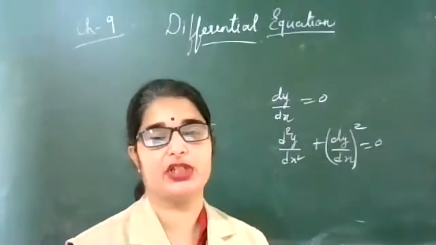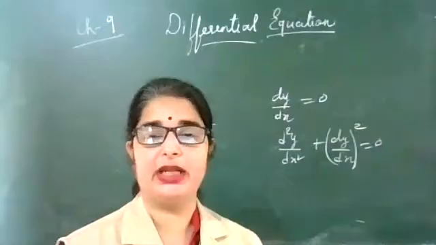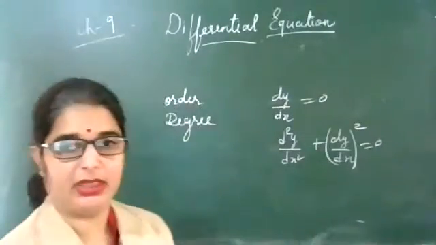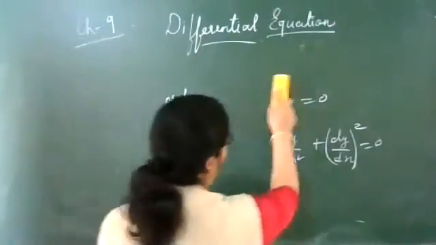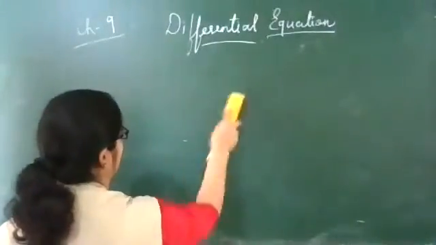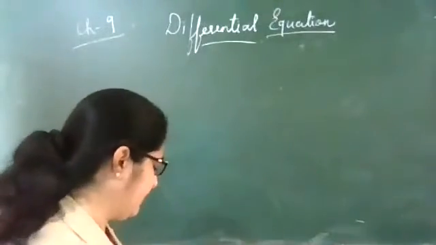These differential equations involve the derivative of the dependent variable with respect to the independent variable. That is the main thing you should remember. Now come to the order and degree of a differential equation. With the help of examples, we will explain order and degree. Let's take some examples.